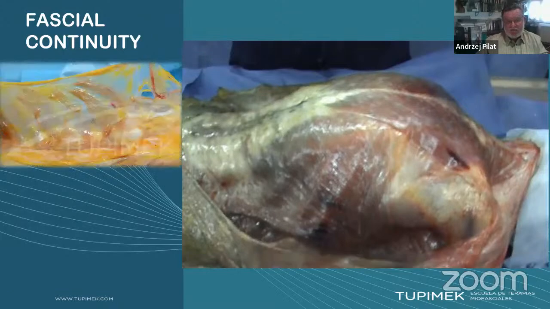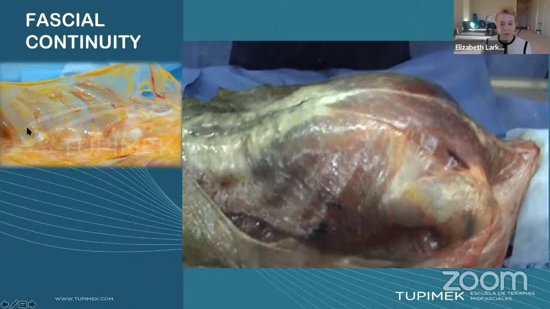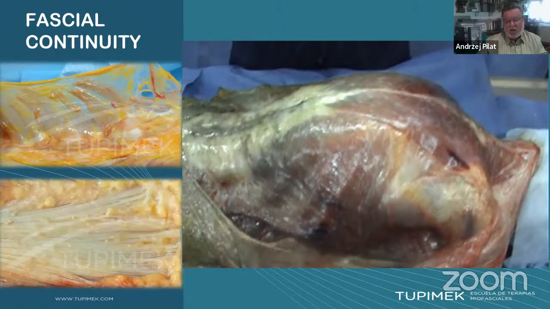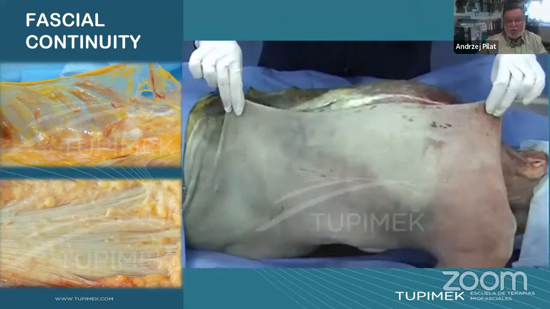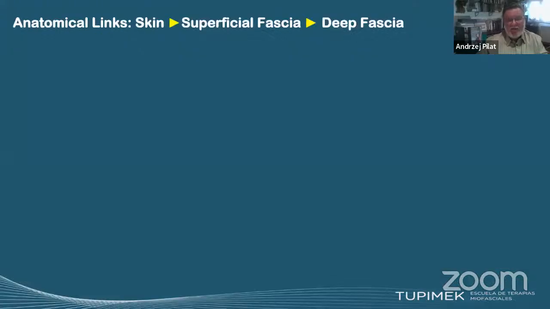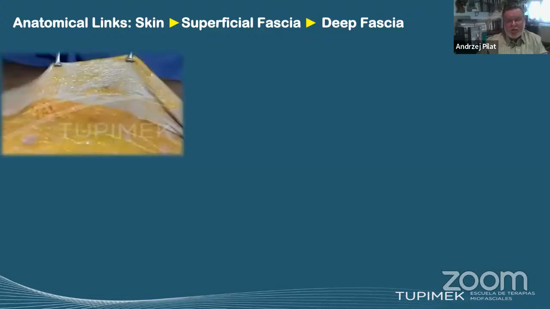And these fascias are not equal in each part of the body. This is the fascia from the pectoral part, and this is the plantar fascia. Observe, there are different structures. So I cannot apply the same observation, the same kind of treatment, the same kind of procedure in every part of the body, because the fascia is different in each one.